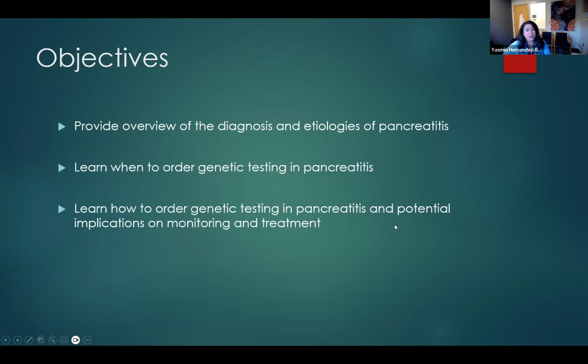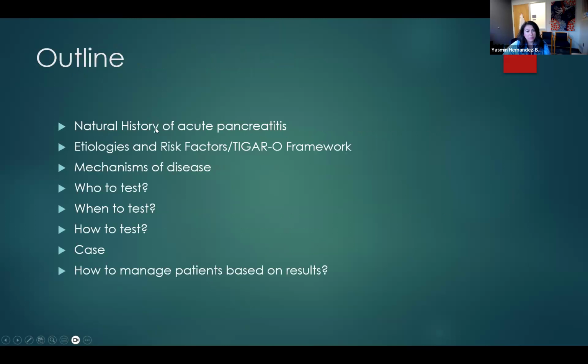So the learning objectives for today's talk are to provide an overview of the diagnosis and etiologies of pancreatitis, learn when to order genetic testing in pancreatitis, and learn how to order genetic testing for pancreatitis and the potential implications on monitoring and treatment. This is a brief outline.